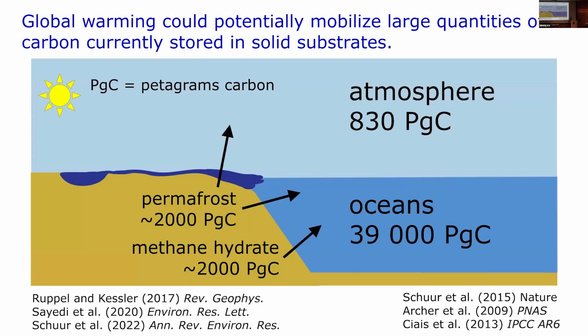And so there's concern that as we start to warm the climate, this could potentially mobilize large stores of carbon that are currently stored in solid substrates, and that these substrates could be turned to liquid or fluid and allow the carbon to escape. So these are things like permafrost and methane hydrates, and you can see that the inventory of both of these is much larger than the current inventory of carbon in the atmosphere.